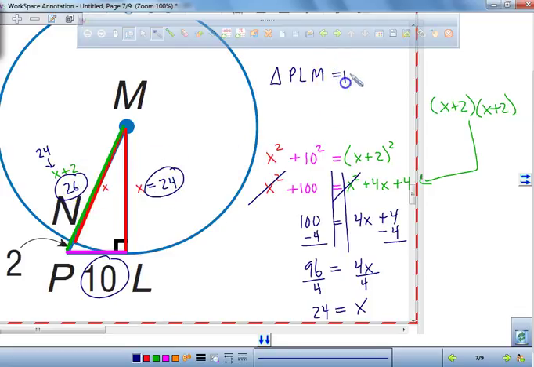What do you have to do? You need to add all of those sides together. And when you add 10 plus 24 plus 26, what do you get? A total of 60 units. And that's the perimeter of that triangle. And that's how you set it up. That's how you solve it.